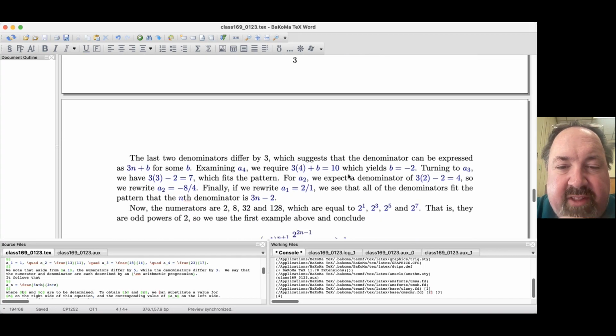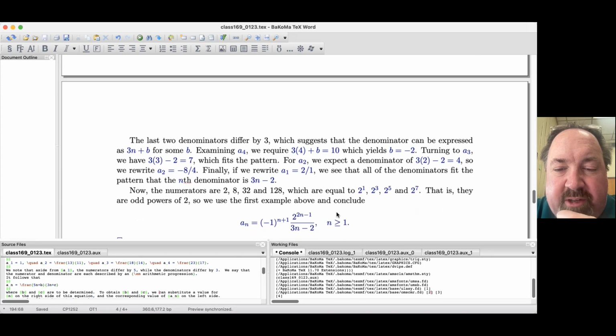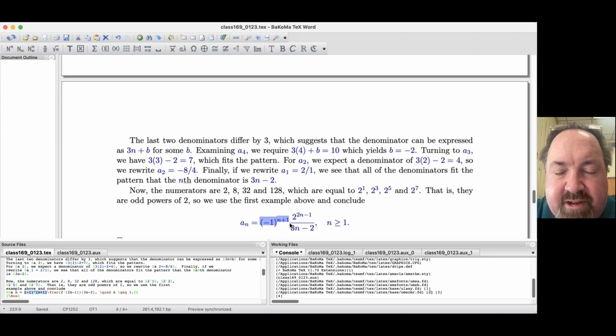Now, what about the numerators? Now that the first two terms have been rewritten as fractions, the numerators are 2, 8, 32, and 128. Those are all odd powers of 2. And see, we multiply by 4 to get each new one. So there are 2 to the first, 2 cubed, 2 to the fifth, 2 to the seventh. So we can describe the sequence this way. The denominators are 3n minus 2. We have the sign flipping accomplished here, and then an odd power of 2 in the numerator, and that is our sequence.